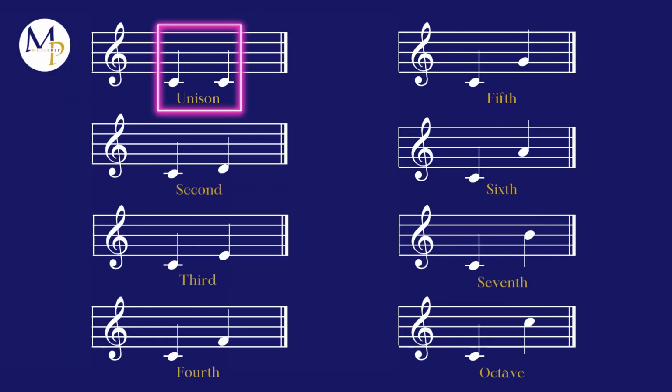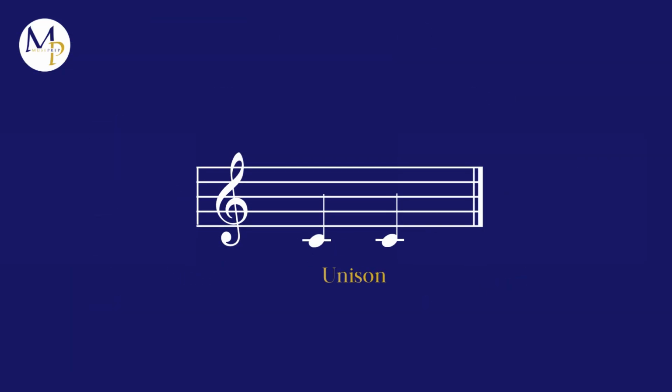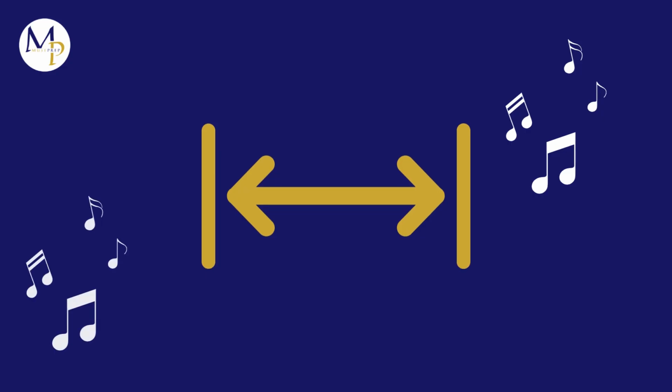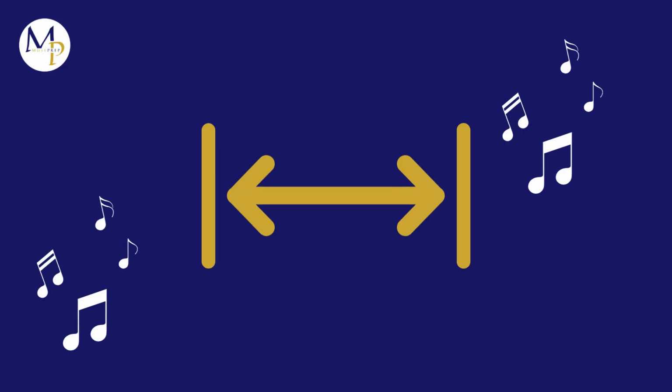A unison is simply the repetition of the same pitch, either in a melody or when two instruments play the same note together. When written as a chord in the same staff, the note heads are placed side by side. There are even more specific ways to classify intervals, which we'll explore in the next videos.